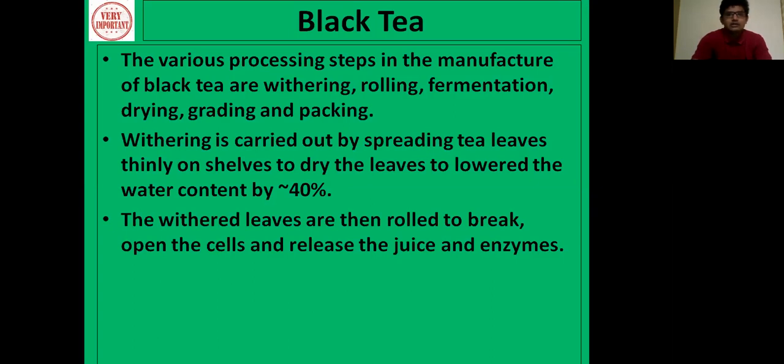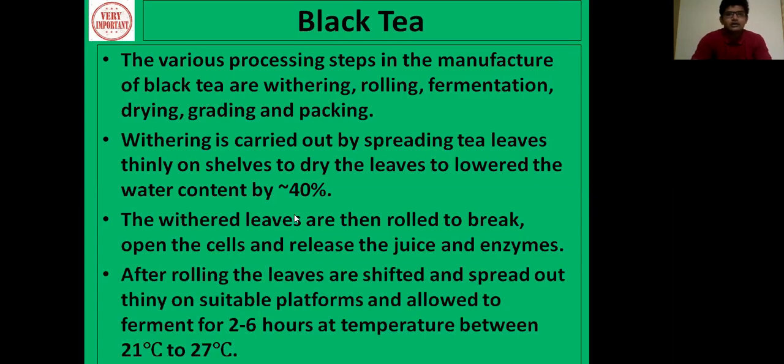So once the amount of moisture or water is reduced by 40% by the withering process, the next step is that the leaves are rolled to break open the cells, and in this step the juice and enzymes are released from the leaves. After rolling, the leaves are shifted and spread out thinly on a suitable platform and allowed to ferment for 2 to 6 hours at a temperature between 21 degrees centigrade and 27 degrees centigrade.